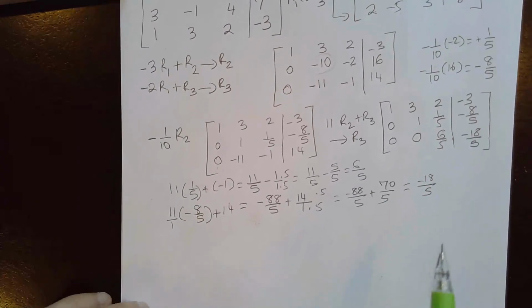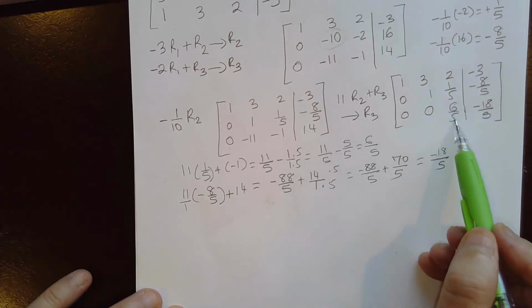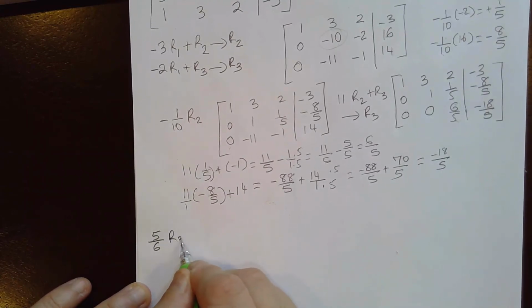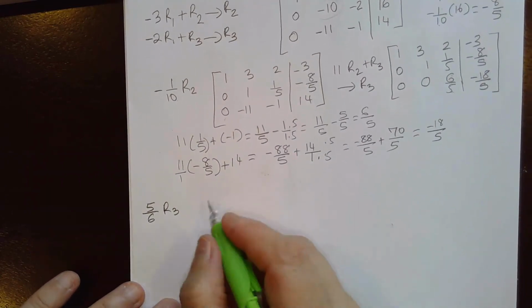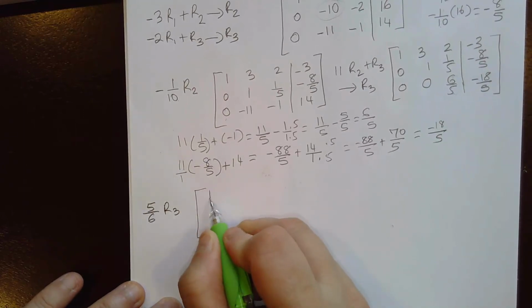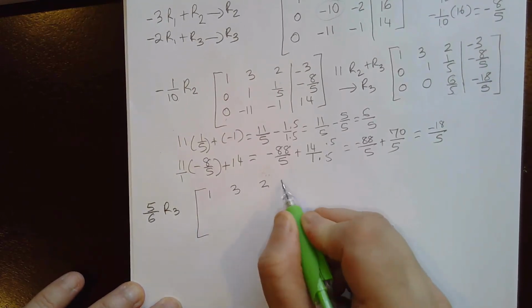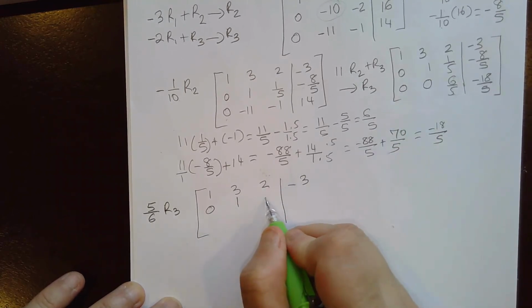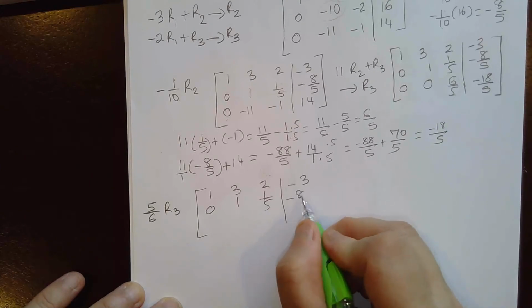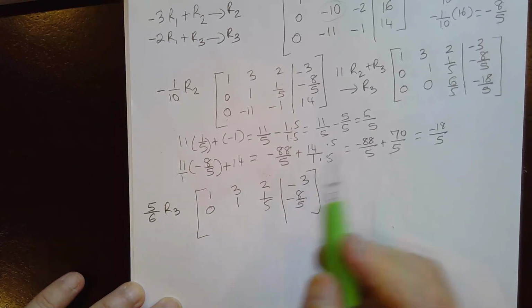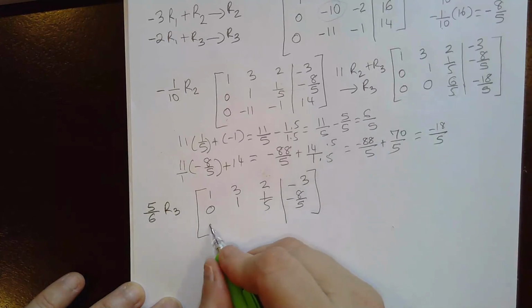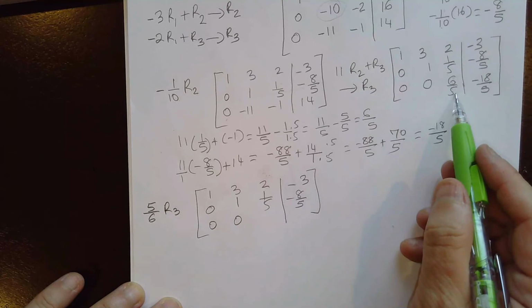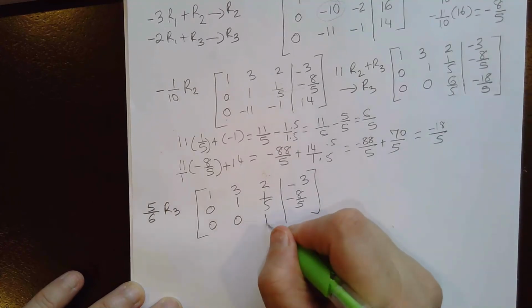So let's do that. The reciprocal of 6 over 5 is 5 over 6. So 5 over 6 times row 3. We are no longer doing anything with row 1 and row 2. We write them as we have them here. 0, 1, 1 over 5, minus 8 over 5. Now 5 over 6 times 0 is 0. 5 over 6 times 0 is also 0. 5 over 6 times 6 over 5. Remember they're reciprocal, so this one would be 1.